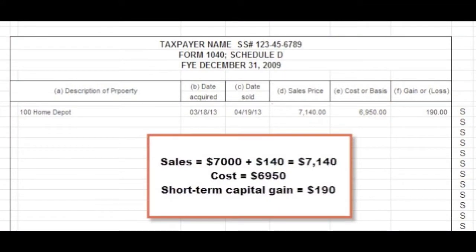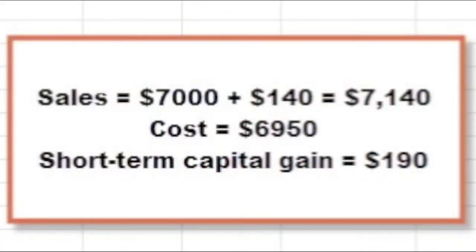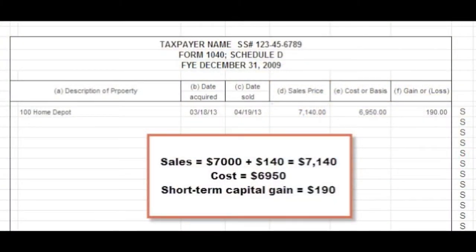You can see the total sales comes to $7,140: $7,000 from the sale of the stock and $140 from the sale of the option. Our cost basis is $69.50. So we have a capital gain of $190. Because this occurred in 1 month, it's a short-term capital gain, and that's what the S represents on the spreadsheet.